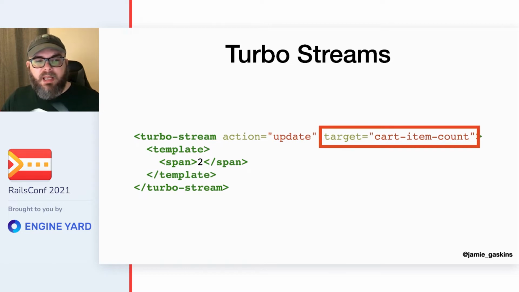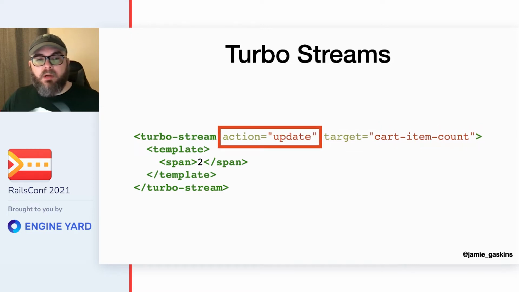Its target attribute is the same as the ID of the turbo frame that we want to update. The action is what we're going to do with the contents of this turbo stream. Here we're saying we're going to update the target frame, which means we're going to switch out its contents with the new stuff.